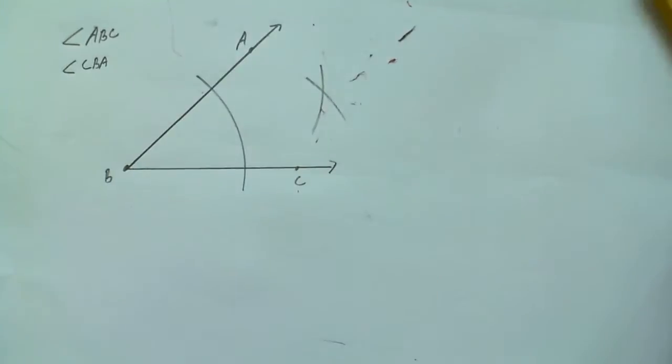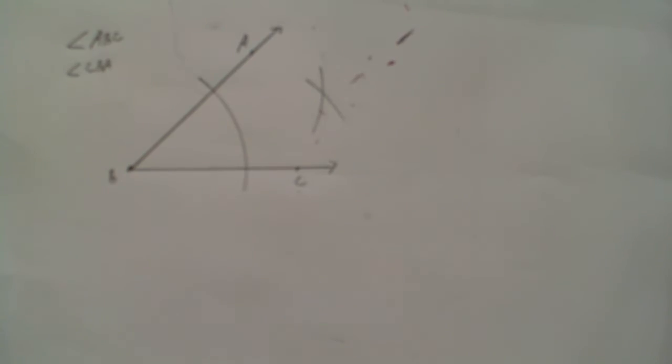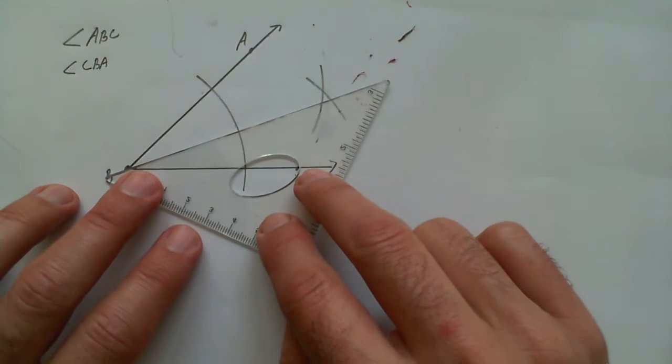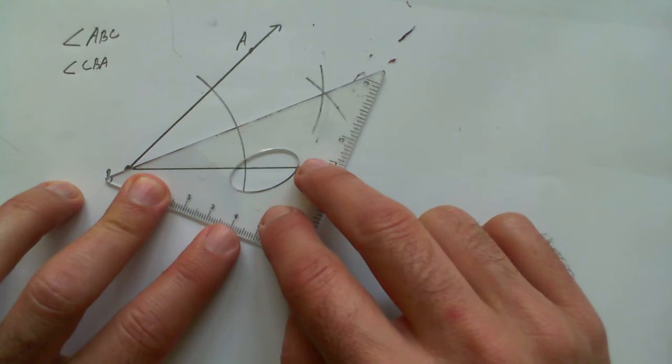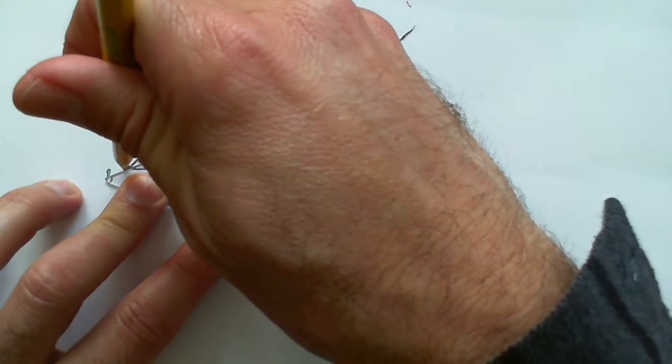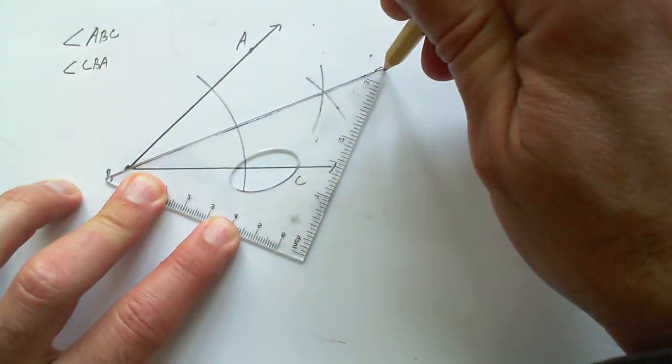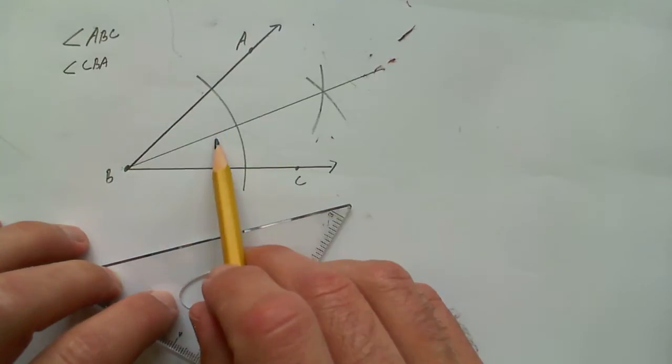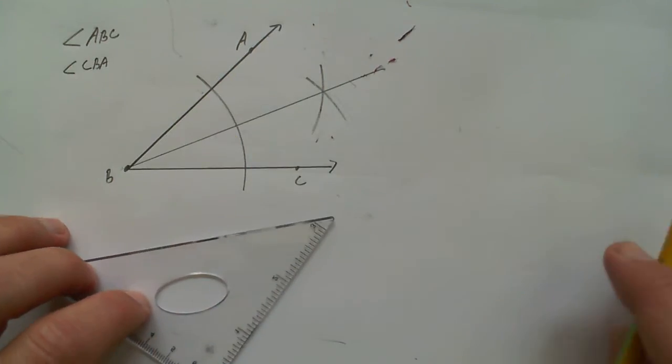Strike an arc below. Now guess what? You take the intersecting points from the vertex and those intersecting points and you just connect them. And now you have this angle that is congruent to that angle.